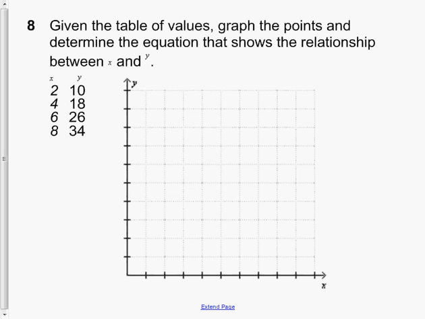Question 8 says, given the table of values, graph the points and determine the equation. So this time, I'm going to go 1, 2, 3, 4, 5, 6, 7, 8. I have enough space for all those. And I don't have enough space again, so I'm going to break it, and I'm going to start at 10.